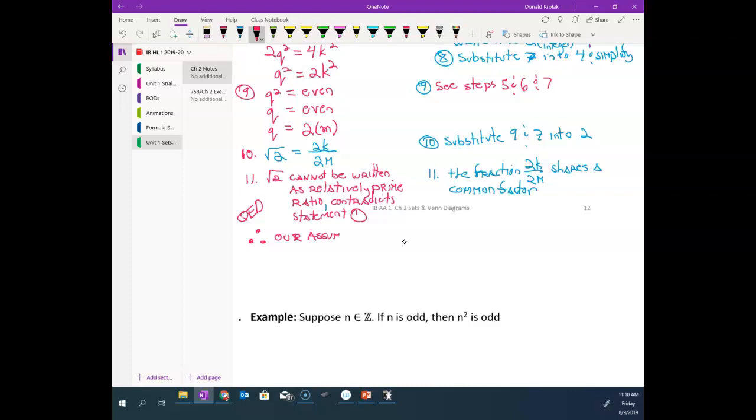Okay, our assumption is untrue, therefore the square root of 2 is irrational.